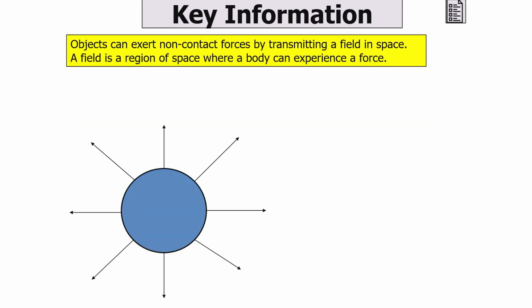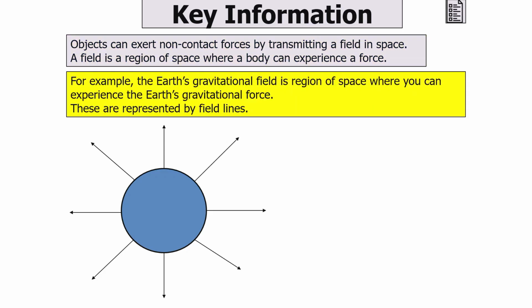So objects can exert non-contact forces by transmitting a field in space. So as we said before, a field is a region of space where a body can experience a force. So for example, the Earth's gravitational field is a region of space where you can experience the Earth's gravitational force, and these are represented by field lines.